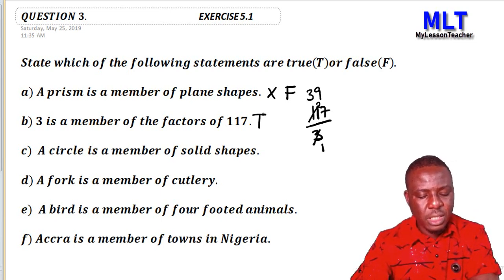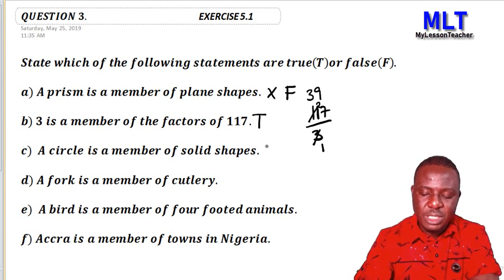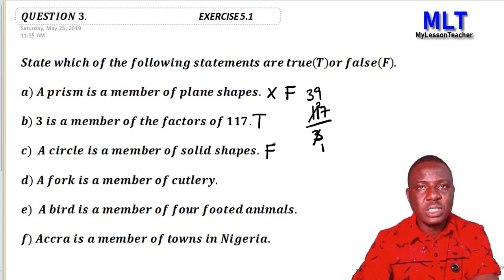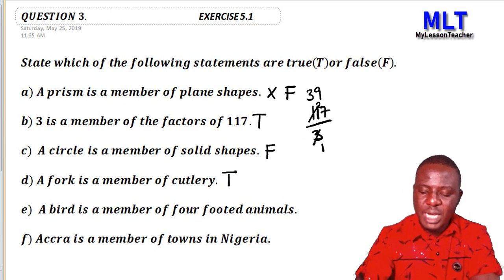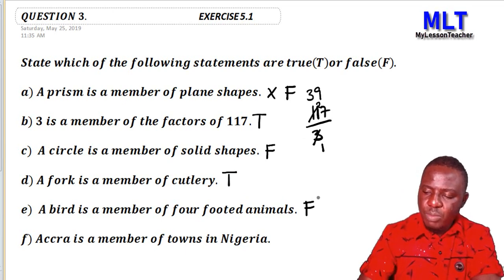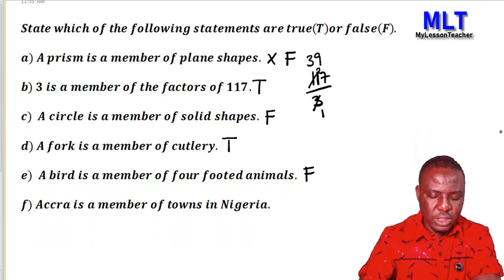C. A circle is a member of solid shapes. This is false. Circle is not a member of solid shapes. Rather, it is a plane shape. A fork is a member of cutlery. This is true. While a bird is a member of four-footed animals. This is false. A bird has 2 feet.